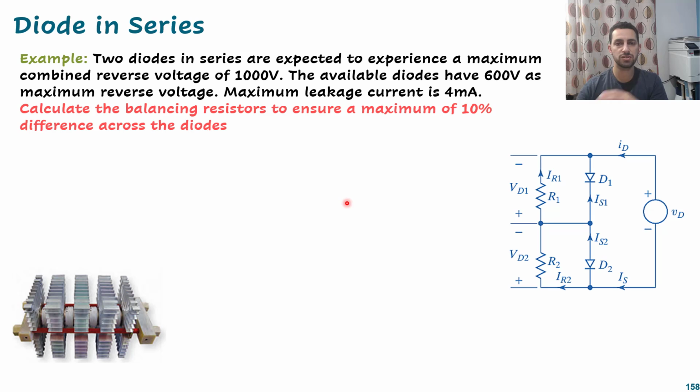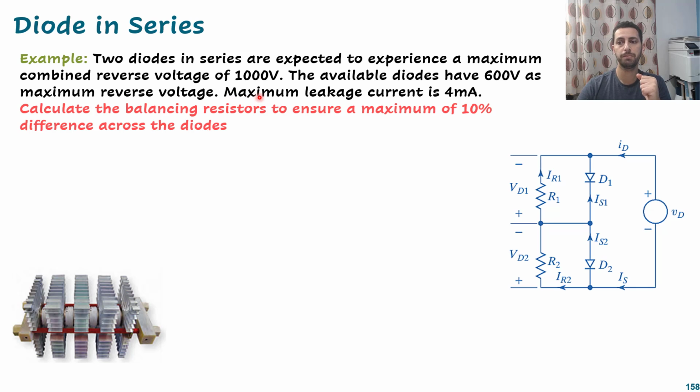Let's have an example just to make it clear for you. We have two diodes in series expected to experience a maximum combined reverse voltage of 1000. So we have a supply of 1000. We have two diodes. Because they are different, they will not share voltage evenly across their terminals. So that's why I use balancing resistors. The available diodes have 600 volt as maximum. If I leave it without resistors, it might come up with 600 volt there, 400 volt there, and this will break the first diode.